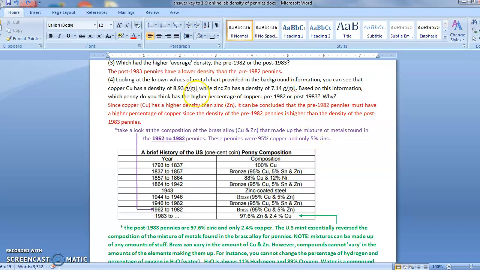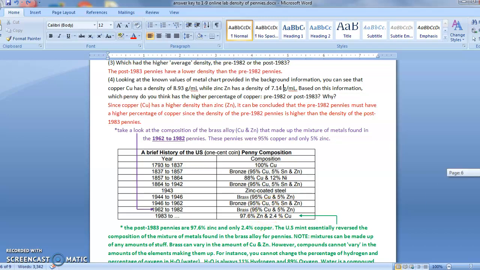So the more copper you had in there, since copper has a higher density, the higher density that alloy should have. In 1983 and beyond, they switched the mint to be 97.6% zinc and 2.4% copper. They almost flip-flopped this. Why did they change these numbers so dramatically? I think we could say that because copper is a more expensive metal. It's a more valuable metal than zinc. So they were able to save copper by flip-flopping here and putting a lot more zinc in than copper.